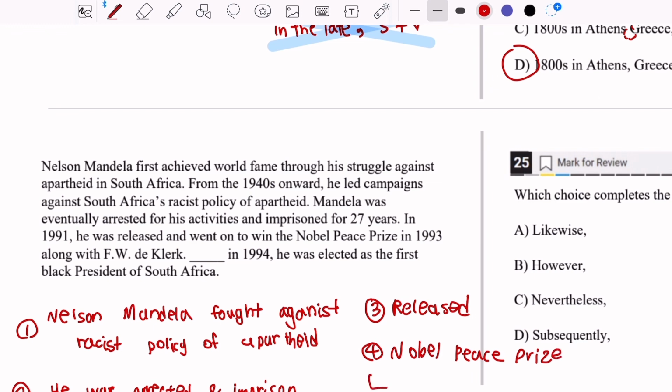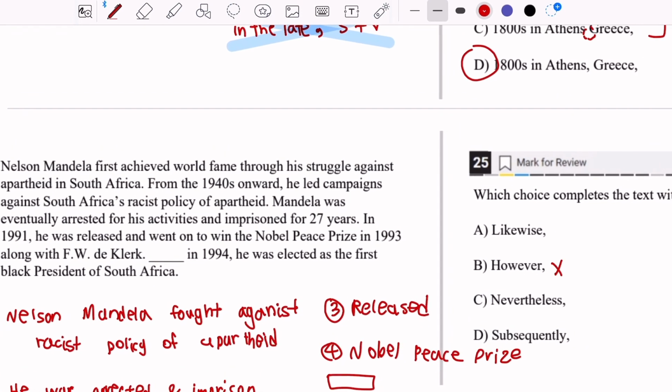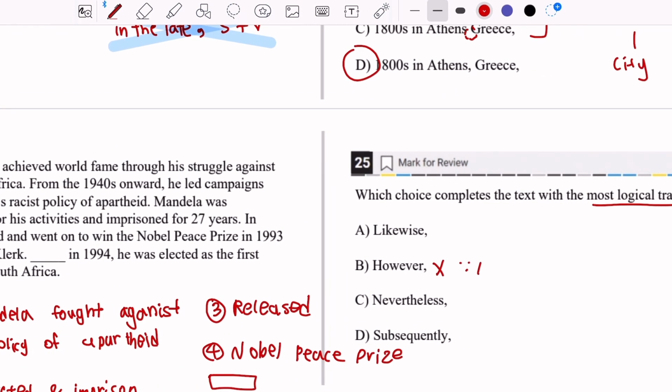Then blank and black president, right? So it's not the B, because it's not the context that has some contrast between the beginning and the end of the paragraph. So it shouldn't be B because it's not contrast.